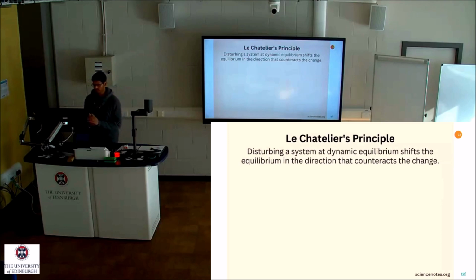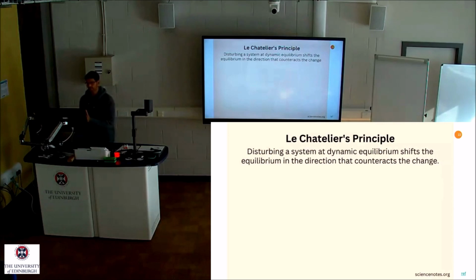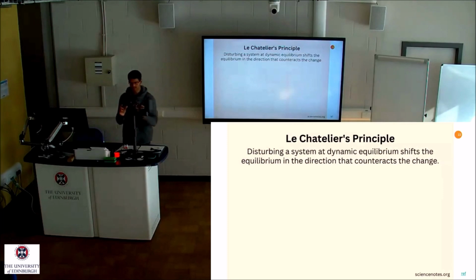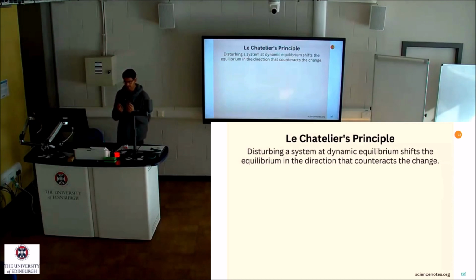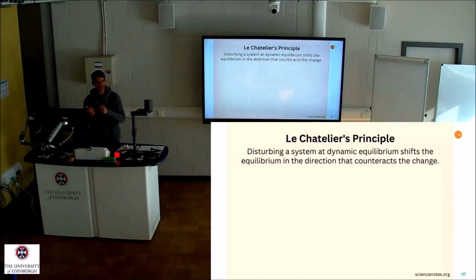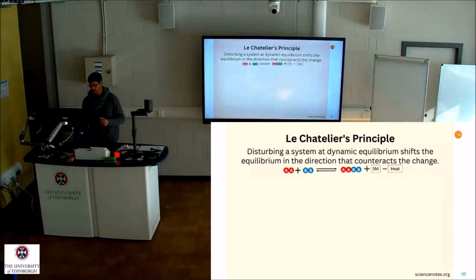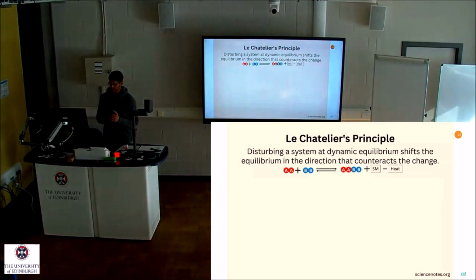Le Chatelier's principle says that disturbing a system at dynamic equilibrium shifts the equilibrium in the direction that counteracts the change. In simple words, you have some conditions when you are doing the reaction, and you change those conditions in order to manipulate the equilibrium. Why? In order to gain some advantage towards product. Of course, you are doing the reaction to gain the product, right? So you are manipulating the equilibrium so that you can have more product.